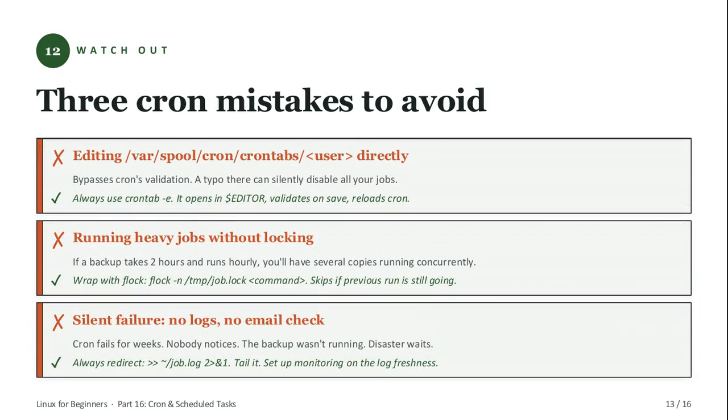While we're on the topic of things that go wrong, let me flag 3 classic mistakes I've seen burn people. First, never edit the spool file under /var/spool/cron directly. You skip validation, and one typo can silently kill every job you have. Always go through crontab -e. Second, if a job might run longer than its interval, wrap it in flock so you don't end up with 3 backups stepping on each other. And third, the silent killer. No logs, no monitoring. Redirect output to a file, tail it occasionally, and even better, alert on log freshness, because cron will happily fail for weeks without saying a word.